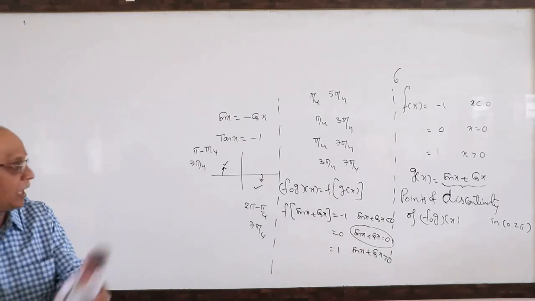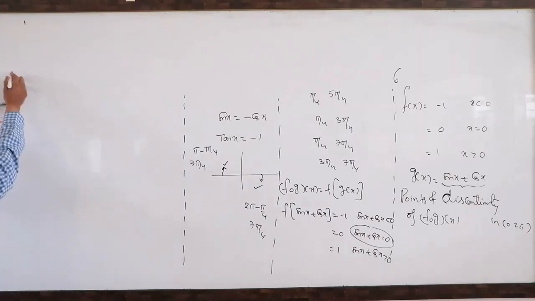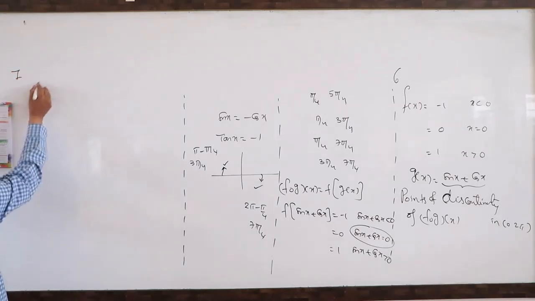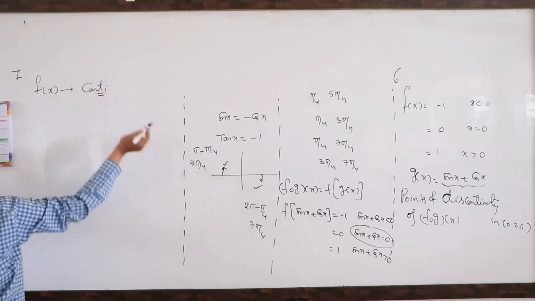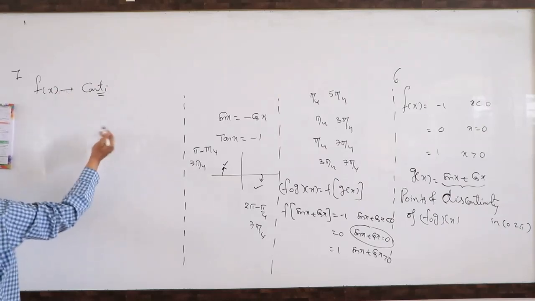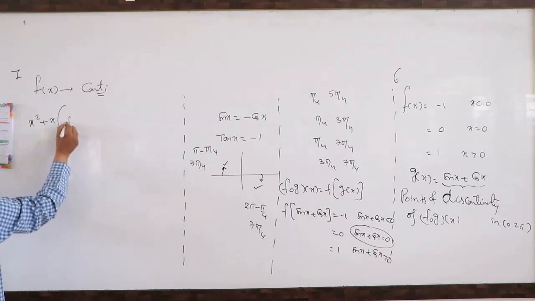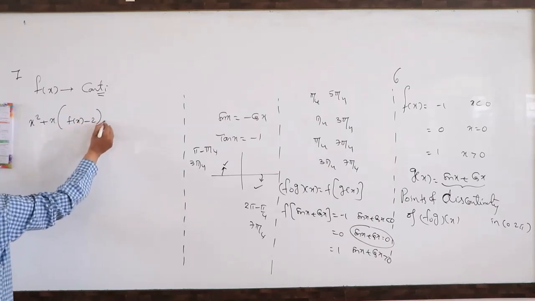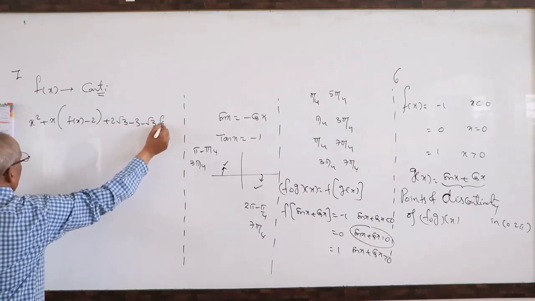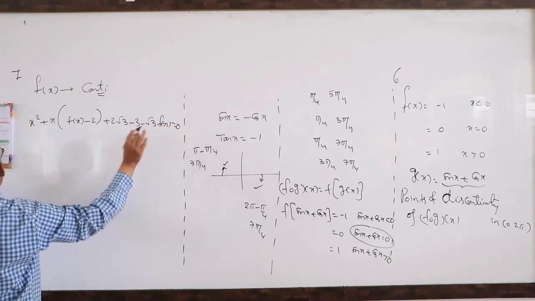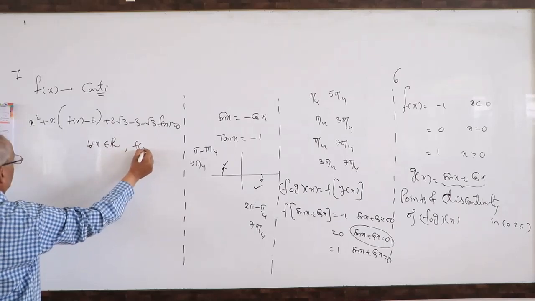Now, very important, the 7th one also. f is a continuous function, that is what they are telling. Anybody in this chapter, every problem we start with a continuous function only. (x square plus x) multiplied by f(x) minus 2 plus 2 root 3 minus 3 minus root 3 times f(x) equals 0, for all x belonging to R, for all real values. What is f of root 3?